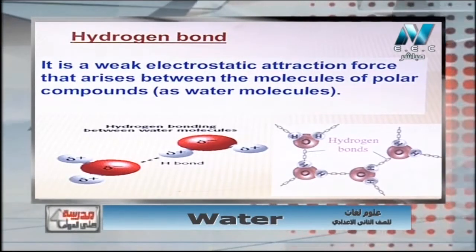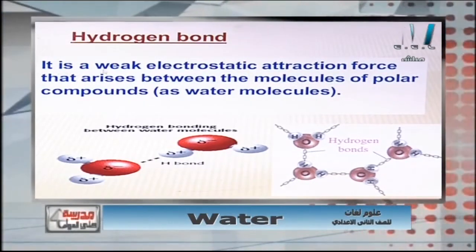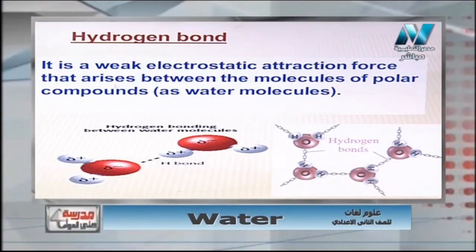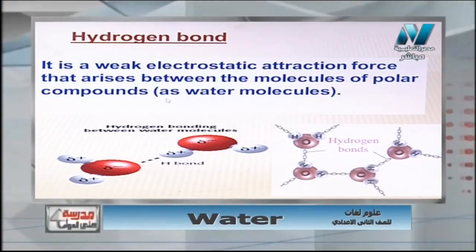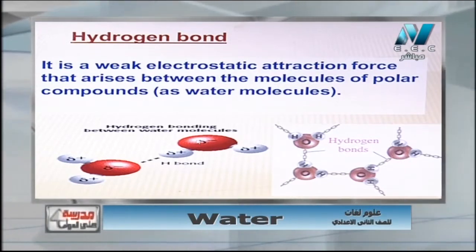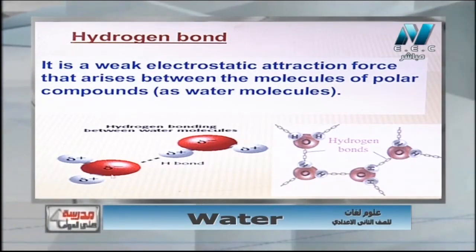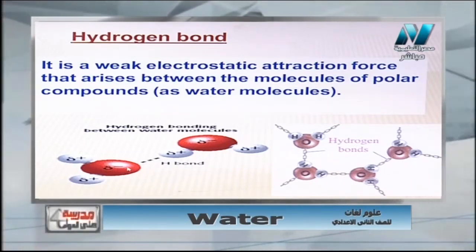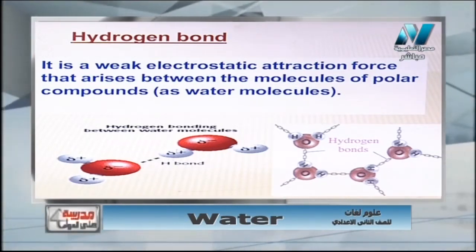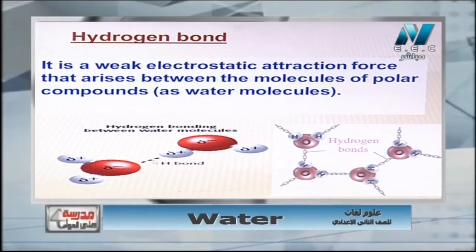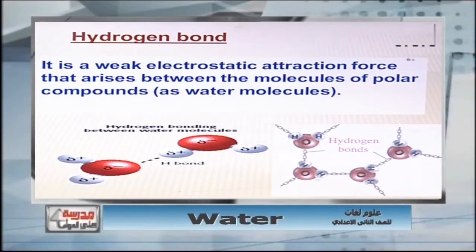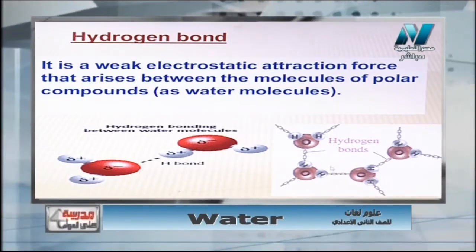So what's meant by hydrogen bond? It is a weak electrostatic attraction force between molecules of a polar compound such as water. As we see from the diagram, this is one water molecule and this is another water molecule. The oxygen tries to attract the hydrogen by a hydrogen bond. As we see, each molecule is joined with the other molecule by hydrogen bond.